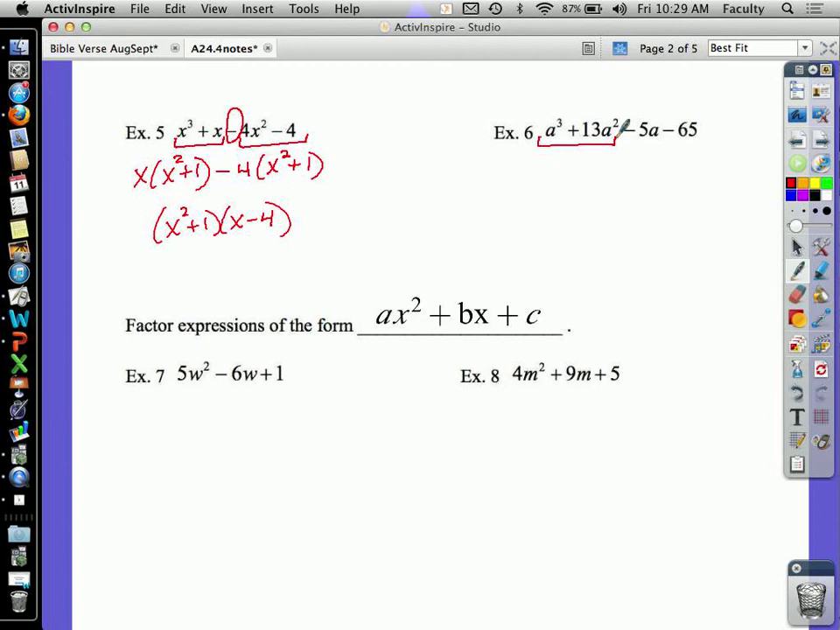Count the number of terms. We have 4. So McKenna, what do we use when there's 4 terms? Factor by grouping. So here we go. X squared times the quantity x plus 13.